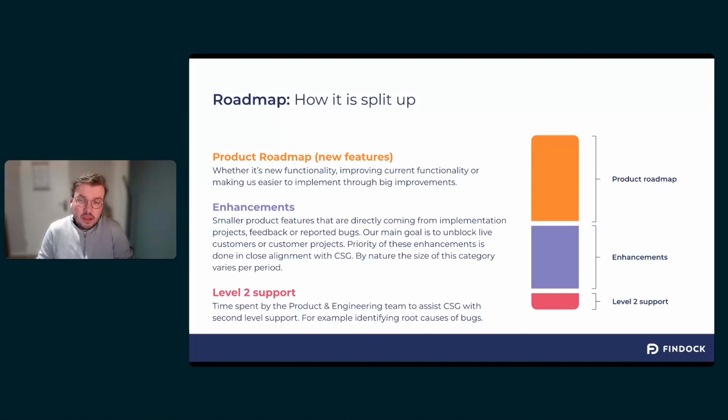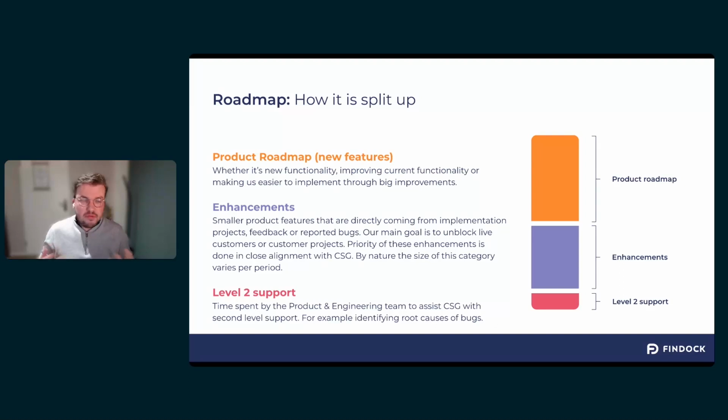On top of that, we typically, but this varies a bit across the year, try to spend around 40% of our time on smaller enhancements or bug fixes that typically come from you. So it's project feedback, or it's an issue with a customer that's blocking. And that's also our main goal here. So we want to unblock our customers or customers' projects. And we do this in close alignment with our CSG team to understand what the priorities are and how we can best solve and help you be successful in the project that you run, and how we can contribute to that.